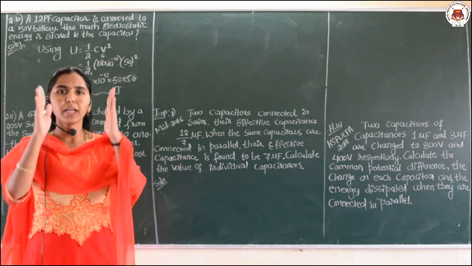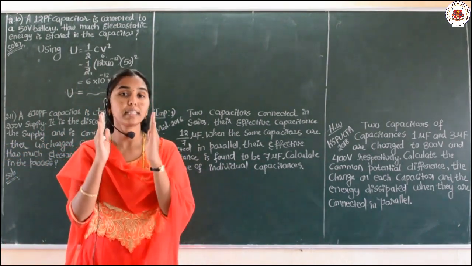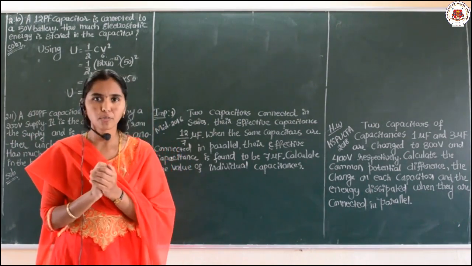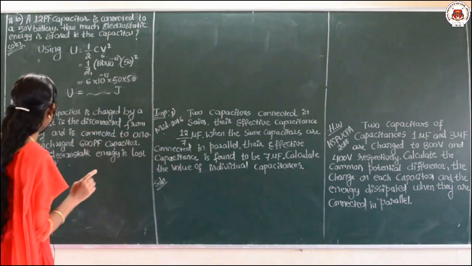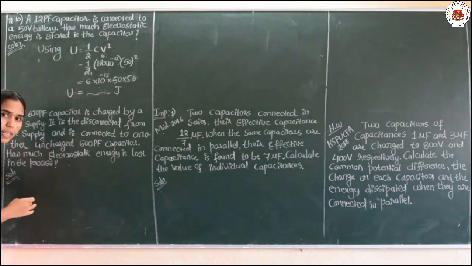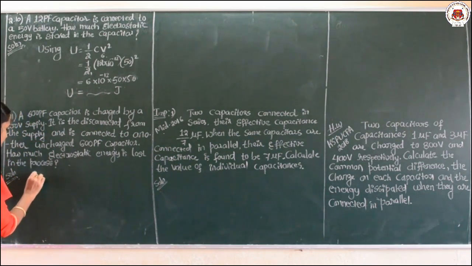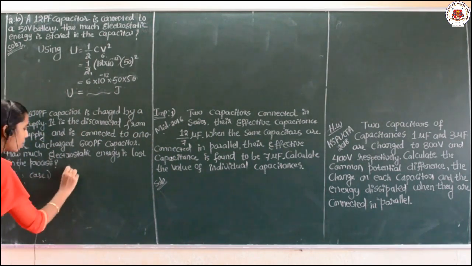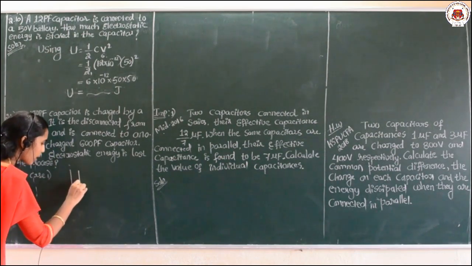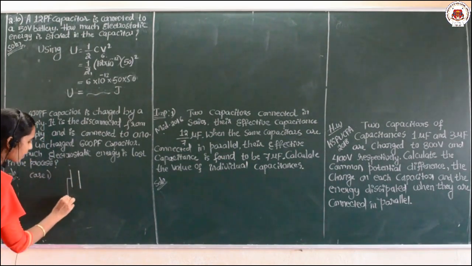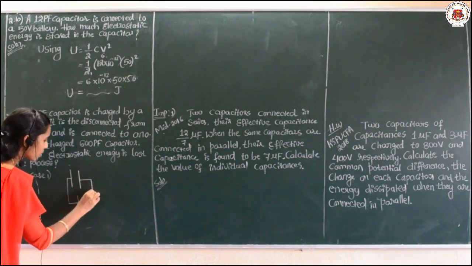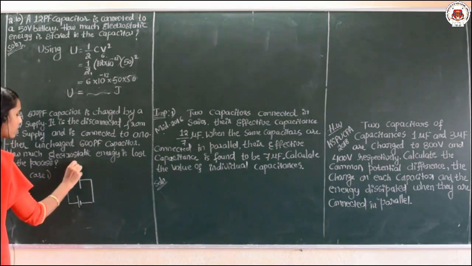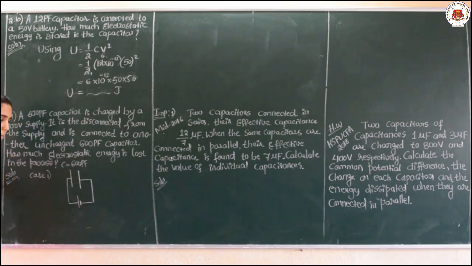See children, in the beginning there is a capacitor which has a capacitance of 600 picofarad. Firstly it is connected to the battery, and the volt is given. So we can do a diagrammatic representation here. In case 1, what they have done? The capacitor is connected to a battery. This is a 600 picofarad capacitor.